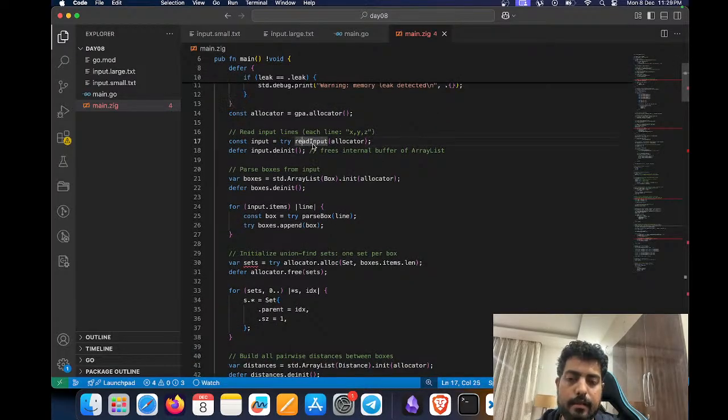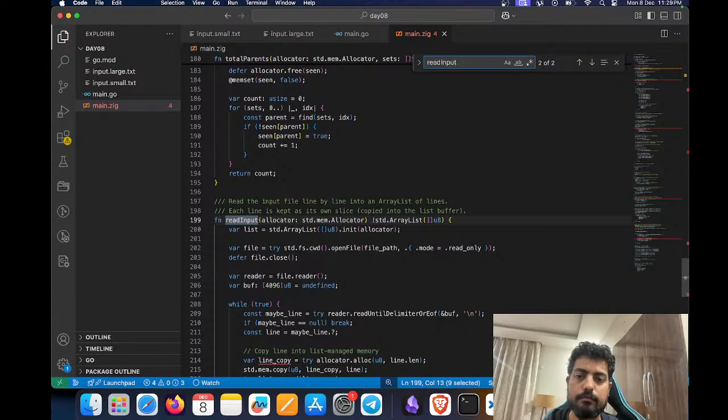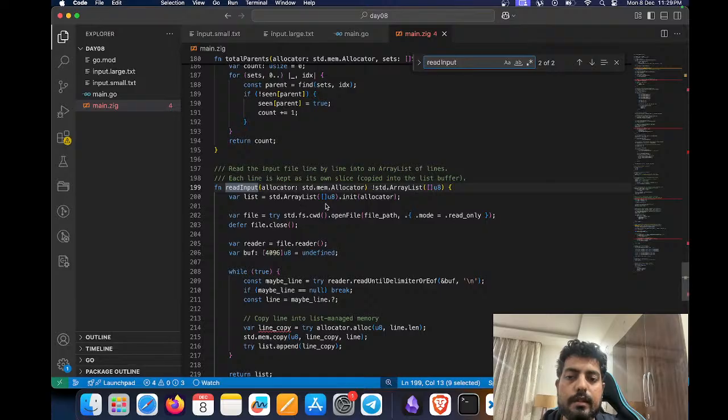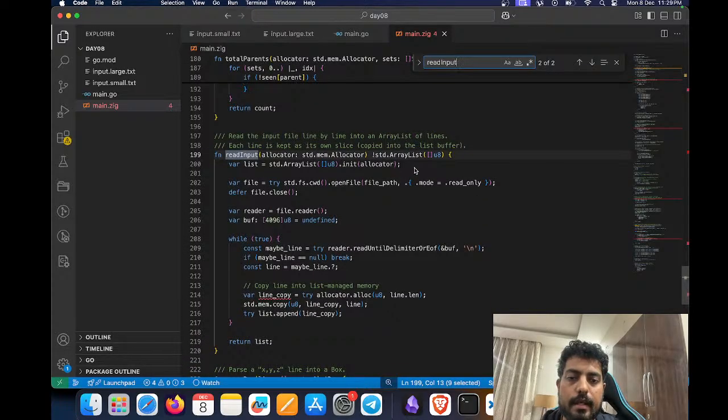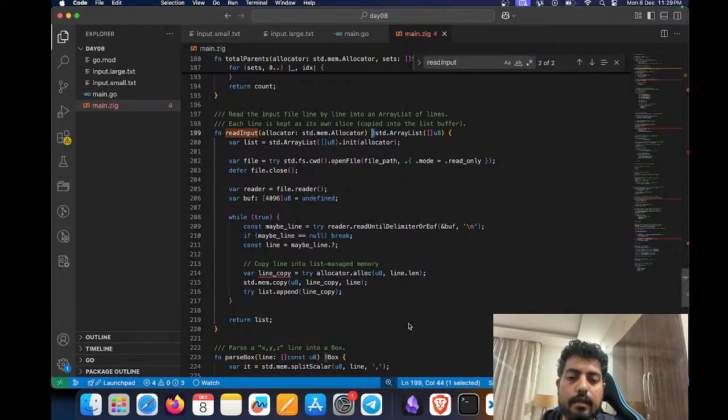Try returns an error. Here in this case, we have this read input function, which takes in the allocator and returns an array of array list. And this operator, like this exclamation mark, tells us that it can fail. So it can return null maybe, or an error, because try returns an error. So it can either be an error or it can be the array list of type U8.